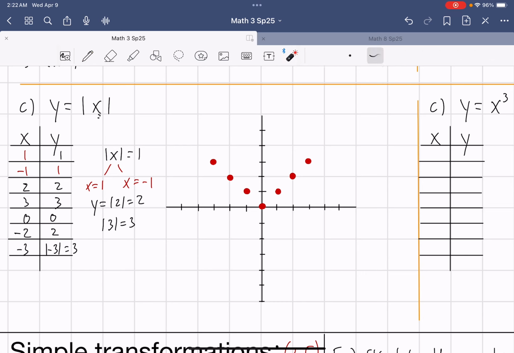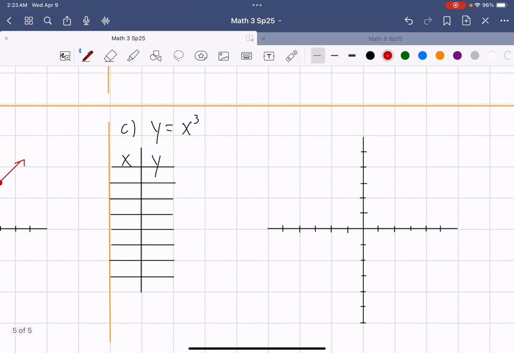If you notice, these are all pretty lined up with each other. And that's because they make this shape of the graph. They make a V shape. And there's our absolute value function, equation.